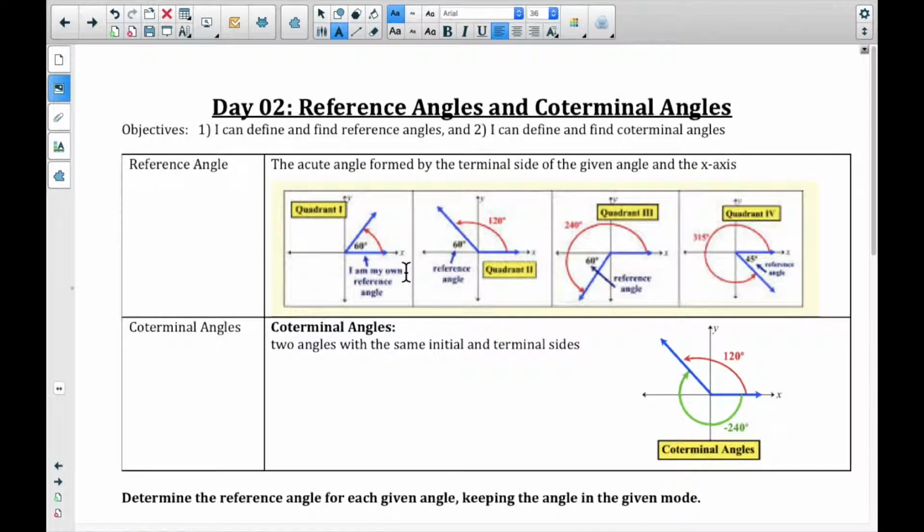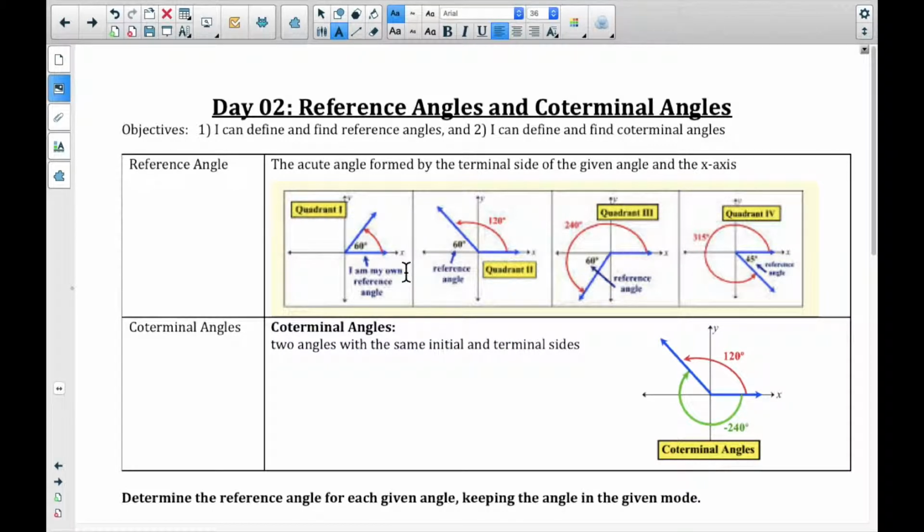Hi guys, this lesson today is on reference angles and coterminal angles. We get to use some of our newly learned trig skills in this lesson, so to me it's fun. I enjoy doing trig. It's a little bit more tangible than some of the other things we've been doing, so that's why I like it.